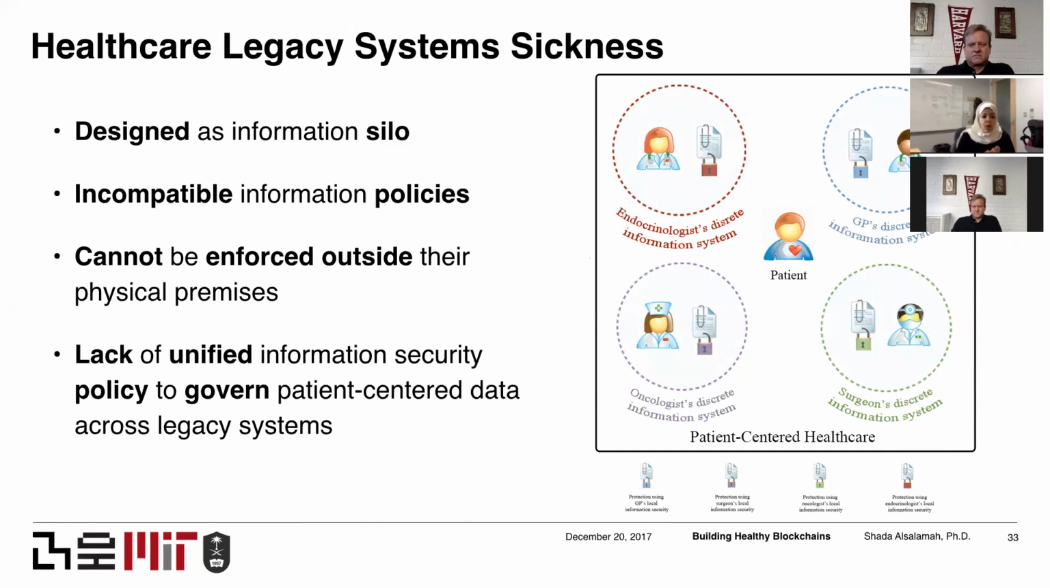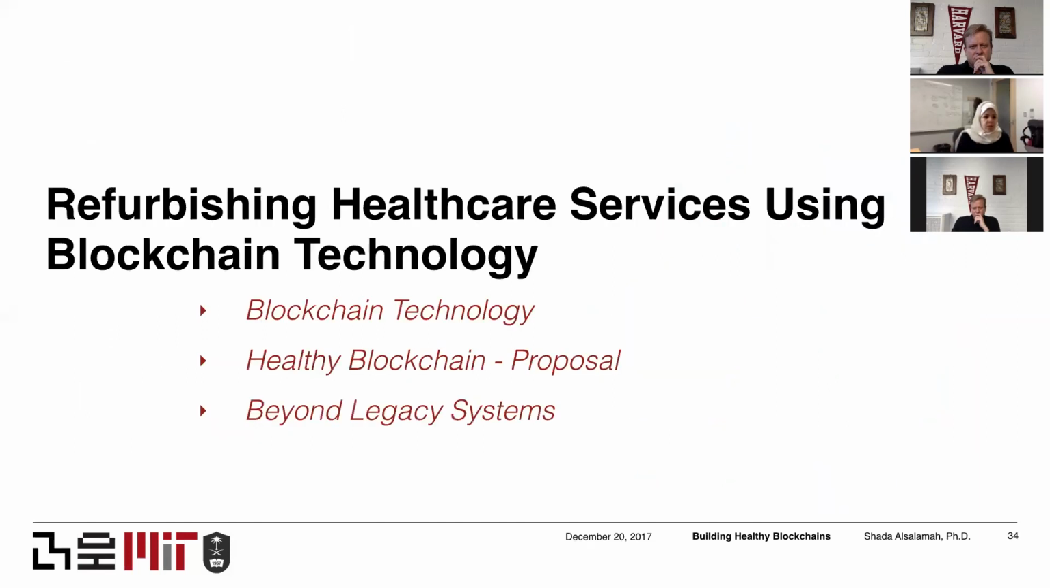So because of the law and because of their responsibility, they do not share that information, and that's what's causing the block of information flow. We realized at the end that there is a lack of a unified information security policy to govern that information across patient-centered care beyond their local systems. And this is when I see blockchain coming in handy, because I think blockchain can actually help those systems to cope with that situation and allow for more information flow.